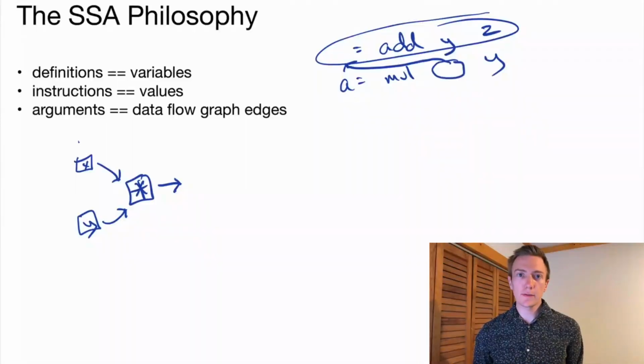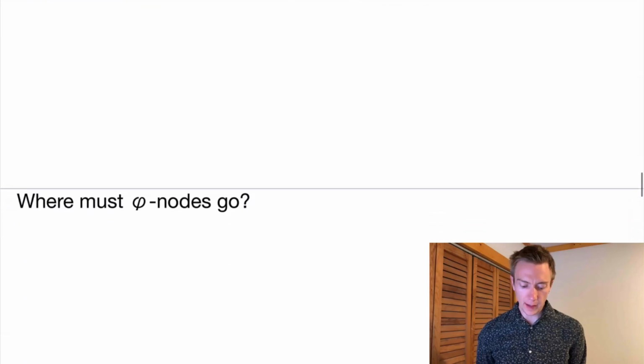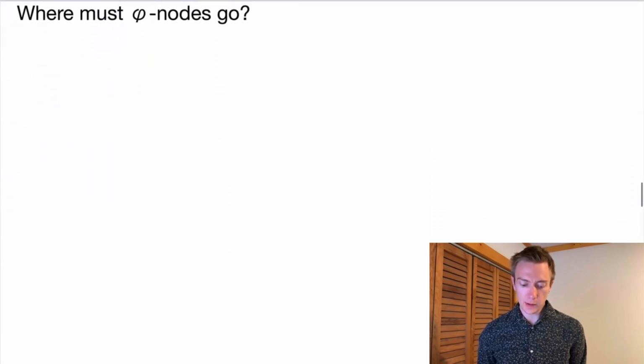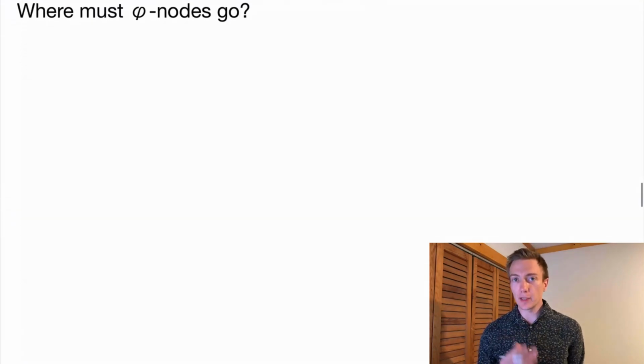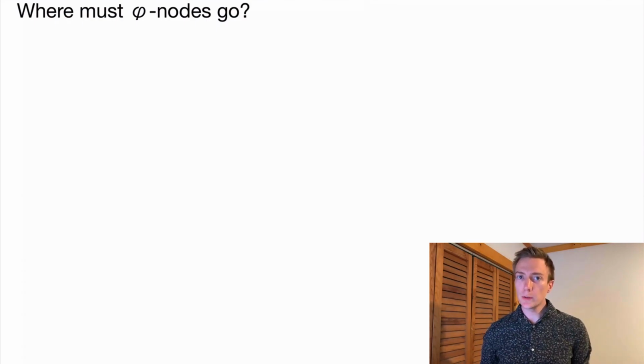Our next step is deriving the algorithms for converting arbitrary programs into SSA form. The question I have for you is where the phi nodes should go. That is, knowing what you know about phi nodes and the role that they play and the semantics that they have, for example in Brill, where should you insert phi nodes? Where are they necessary to put in?